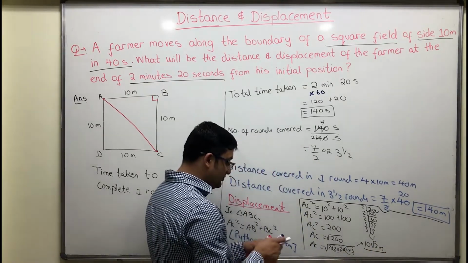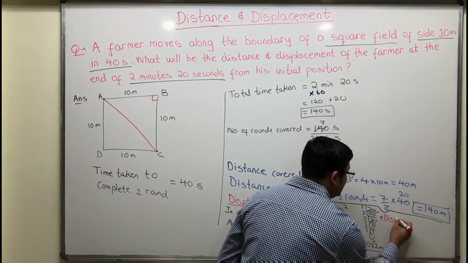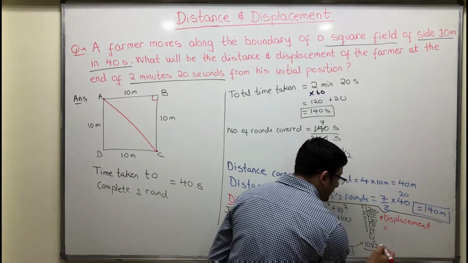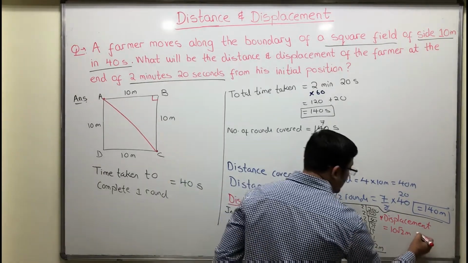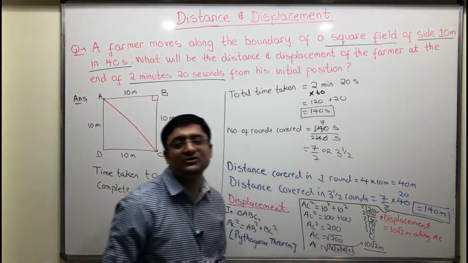Is this clear? So from here we get displacement. I'll mention over here, guys, displacement is equal to 10 root 2 meters, and along which direction? Along AC. So I'll say along AC. So this is how you solve this question.